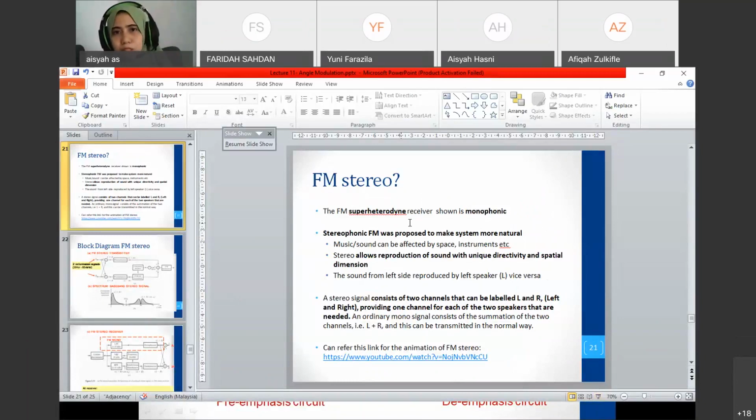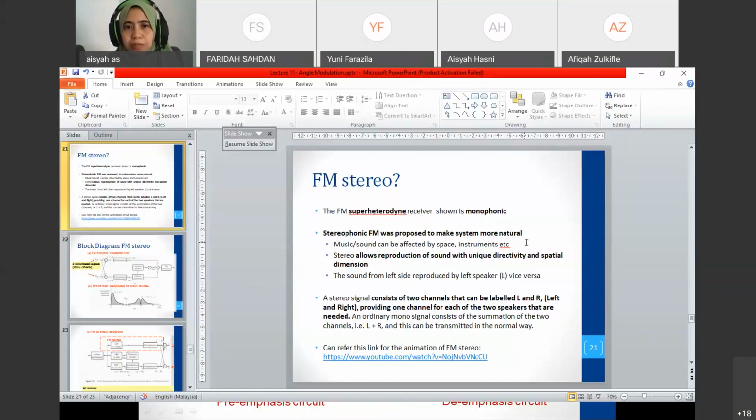The FM superheterodyne receiver, the previous receiver explained before this, is monophonic, and then stereophonic FM was proposed to make the system more natural. That means the FM receiver before this, the superheterodyne, only uses one input, so it produces monophonic sound. By using left and right signals, FM stereo makes the system more natural. The sound of music can be affected by space, so stereo allows reproduction of sound with unique directivity and spatial dimension.